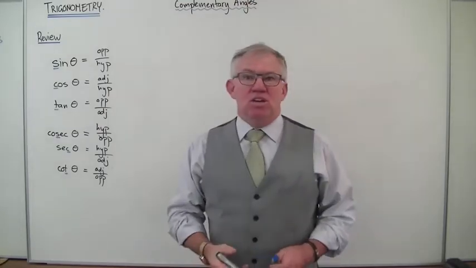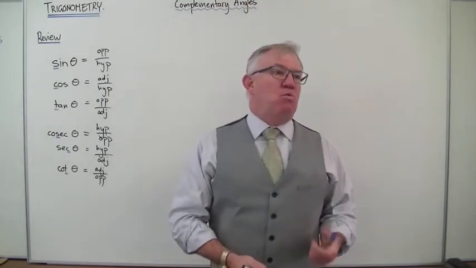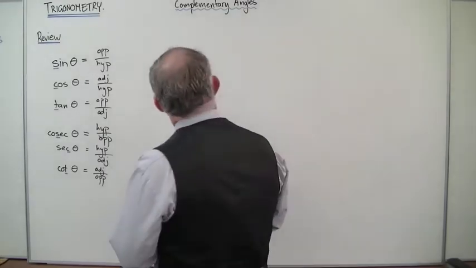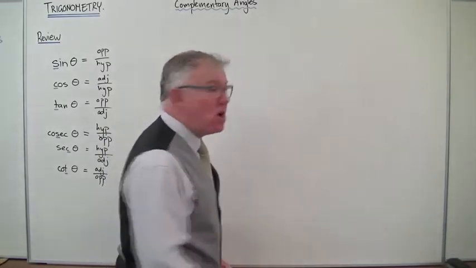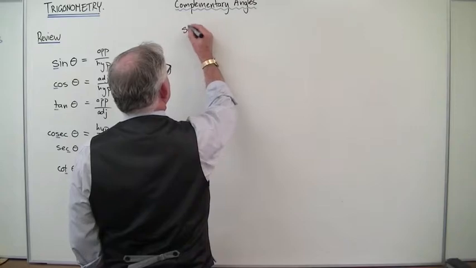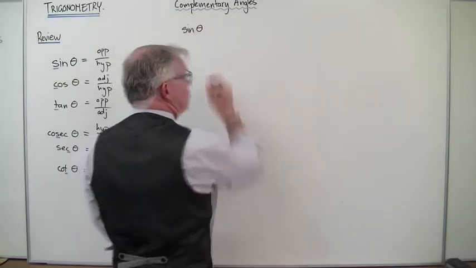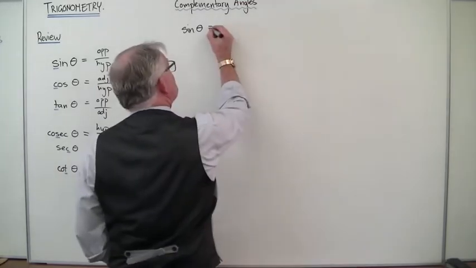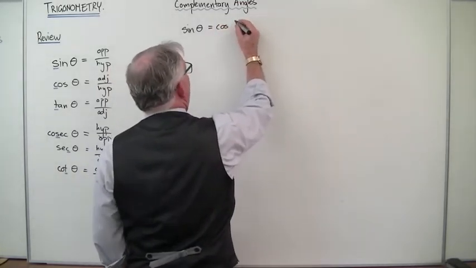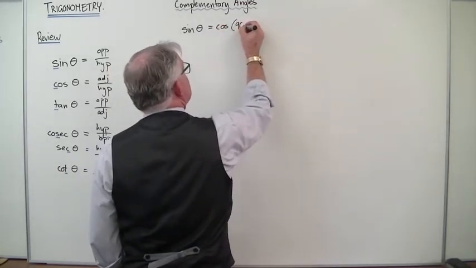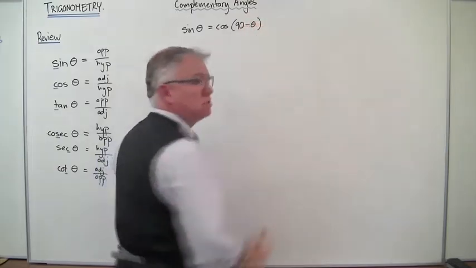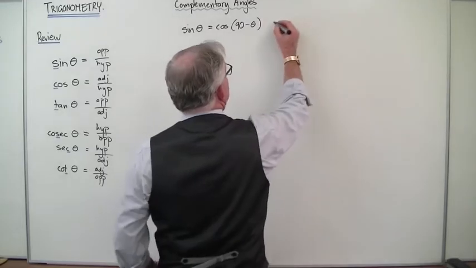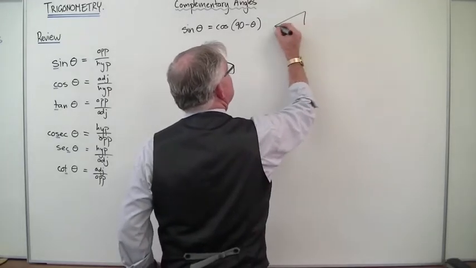All right. What we established when we're looking at a right angle triangle is that the sine of an angle, theta, is actually equal to the cosine of 90 minus whatever that angle was. Great. And we could just do a really quick little example over the side here.